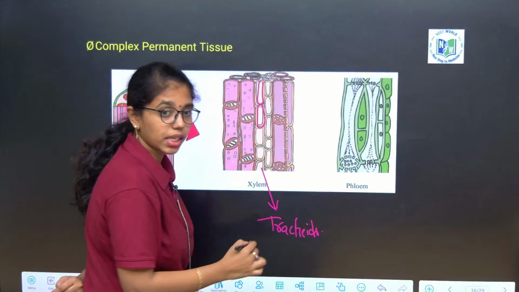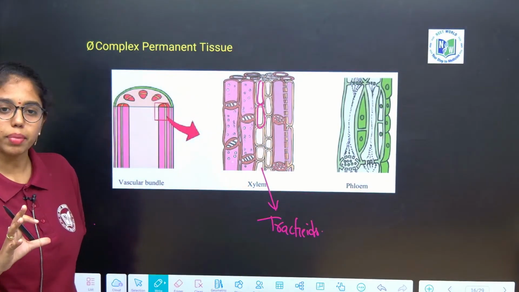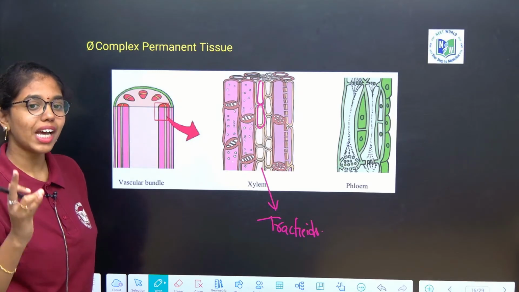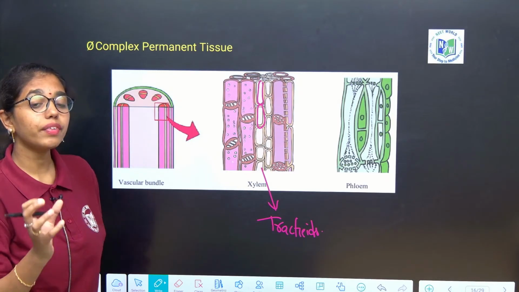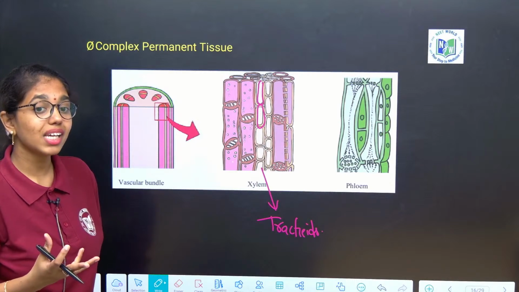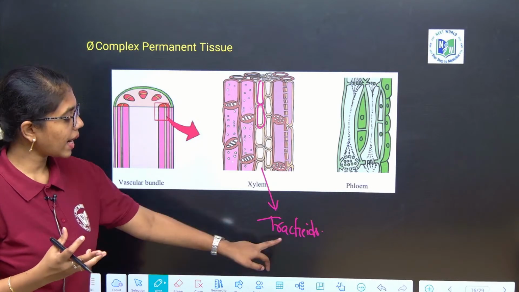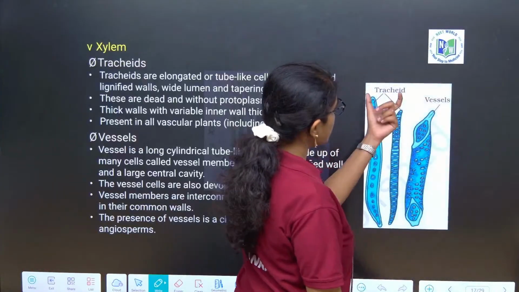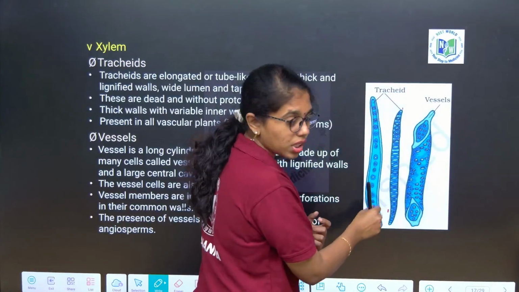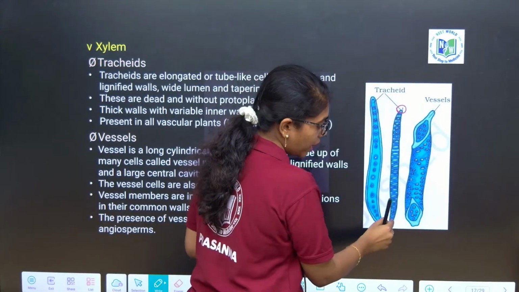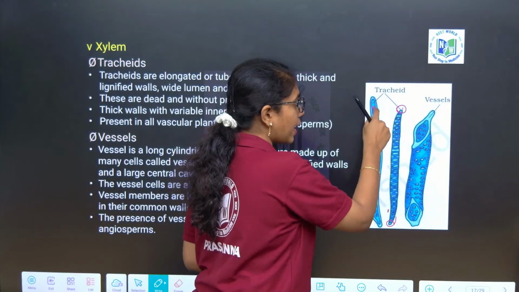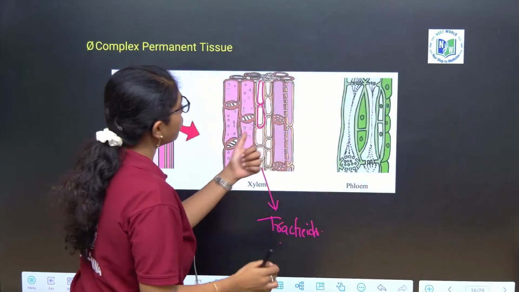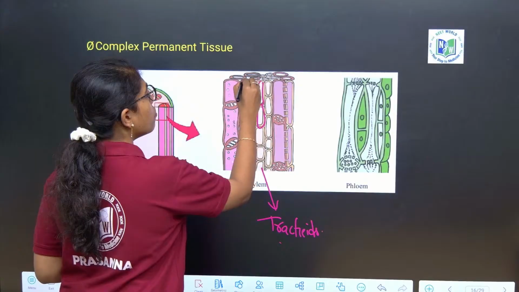Tracheids are present in all the vascular plants. All the vascular plants, in the sense pteridophytes, gymnosperms and angiosperms. That is why we also call pteridophytes and gymnosperms tracheophytes, because they have tracheids. Tracheids are elongated tube-like structures with tapering ends, and they have pits to conduct the water.